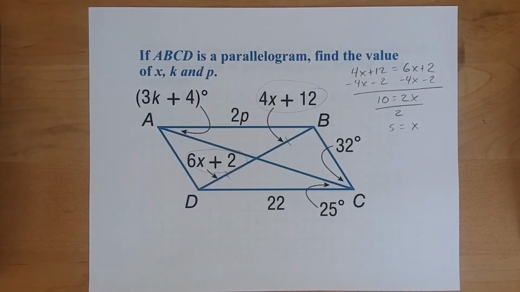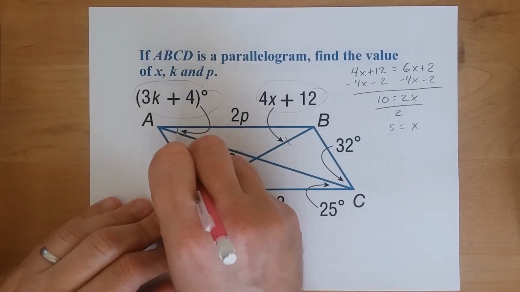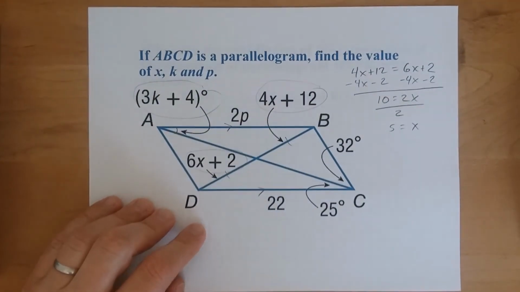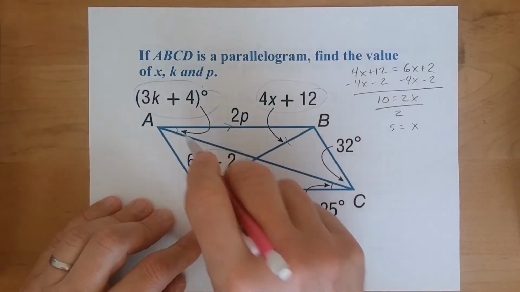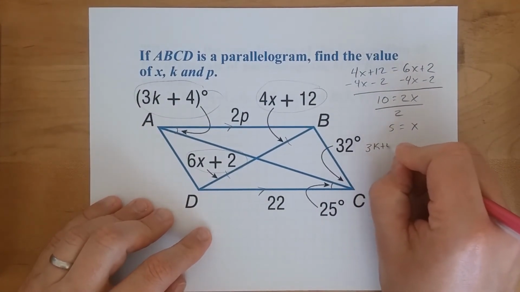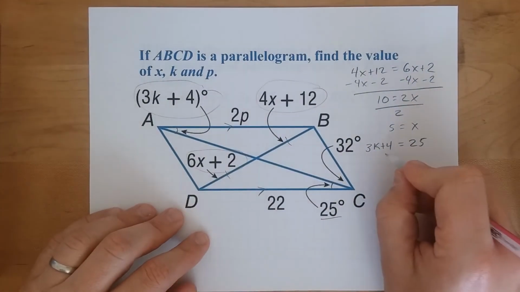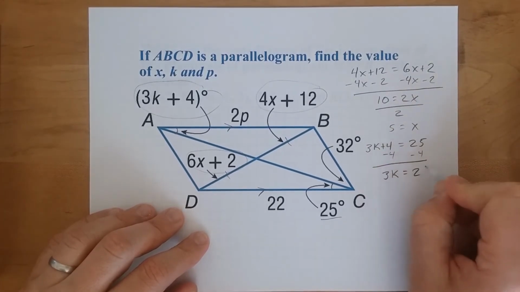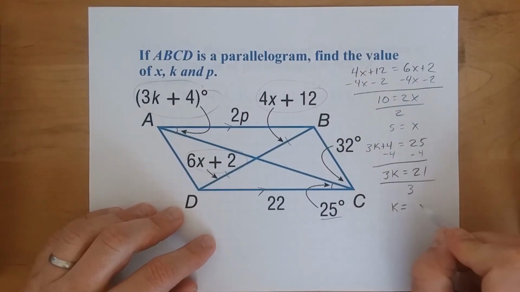Now, how about k? K here is in this expression, which represents this angle. And I think if these sides are parallel, so they must be, it's a parallelogram, then that angle must be congruent to this angle down here because they are alternate interior angles. So I get another equation. 3k plus 4 must equal 25. And I can subtract 4 from both sides. And we get 3k equals 21. When we divide both sides by 3, we get k equals 7.